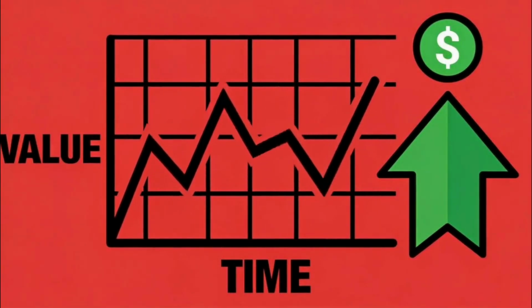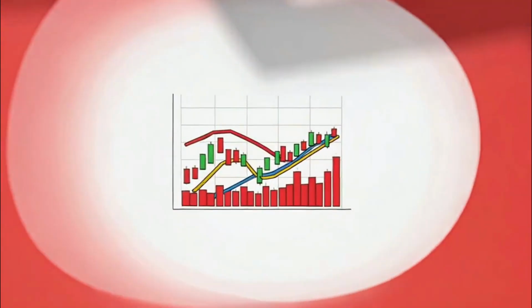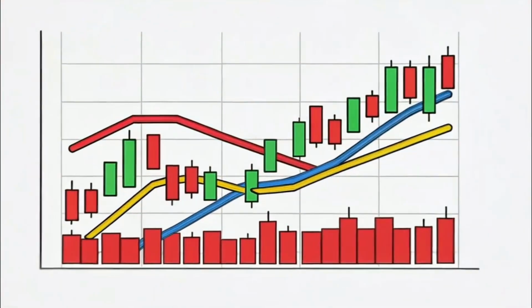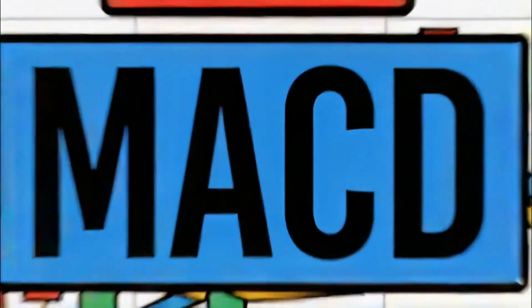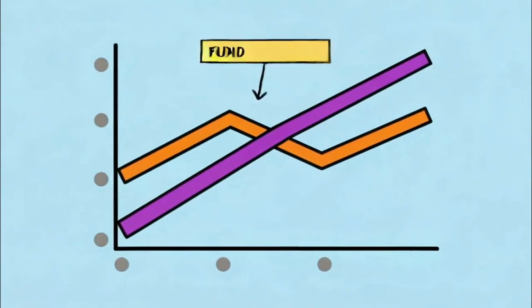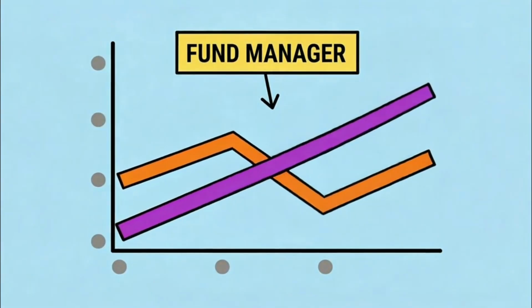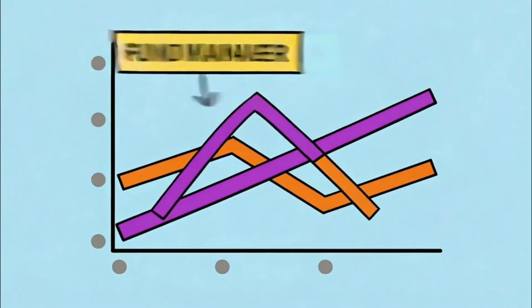Most traders approach zero DTE options by staring at the underlying chart, throwing on RSI, MACD, maybe a moving average, and acting like they just hacked Wall Street. Beautiful. One purple line crosses one orange line, and suddenly everyone is a fund manager. But zero DTE options are different.